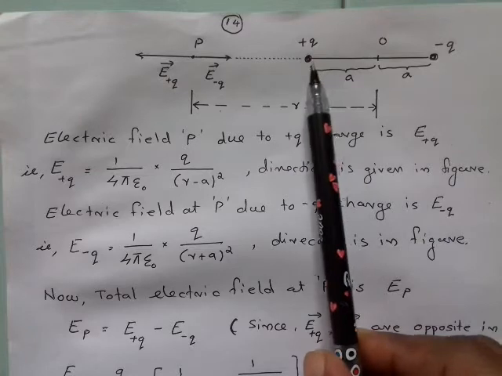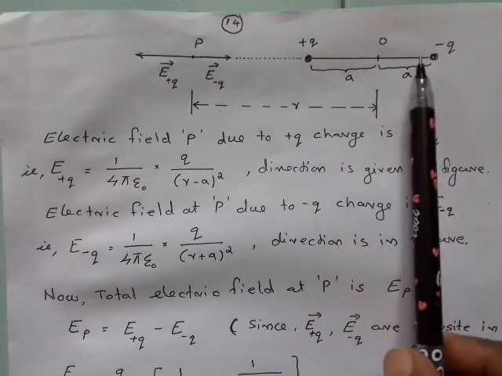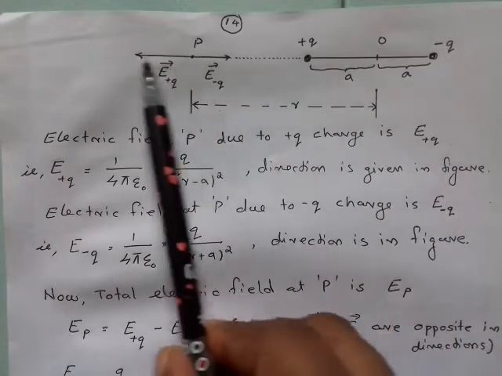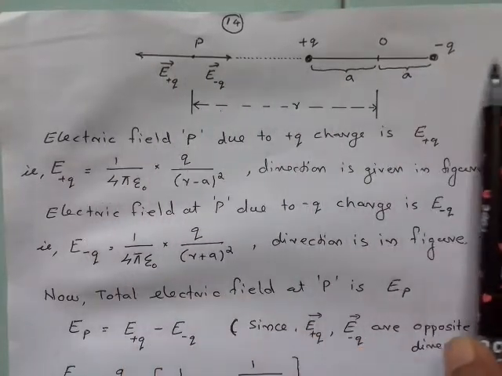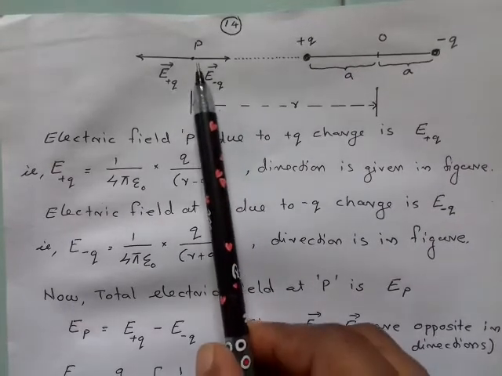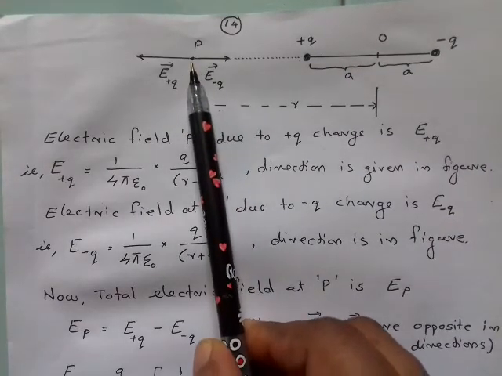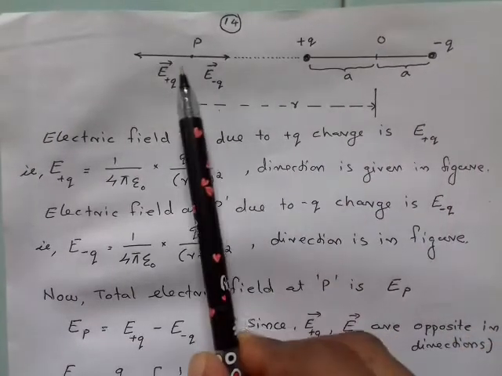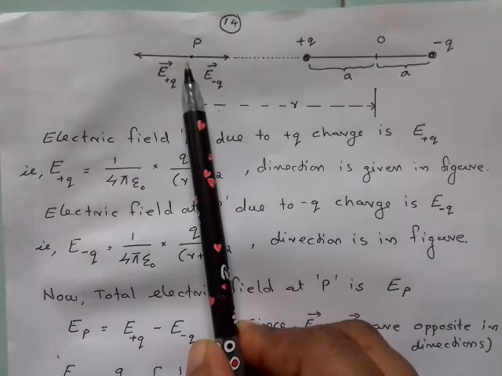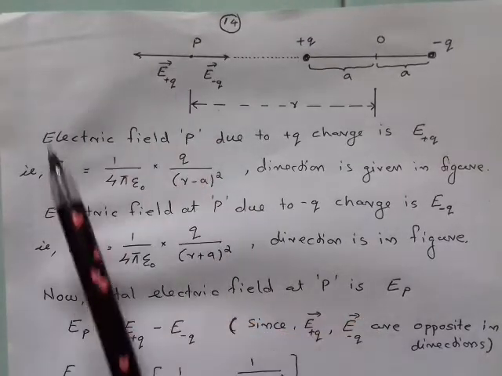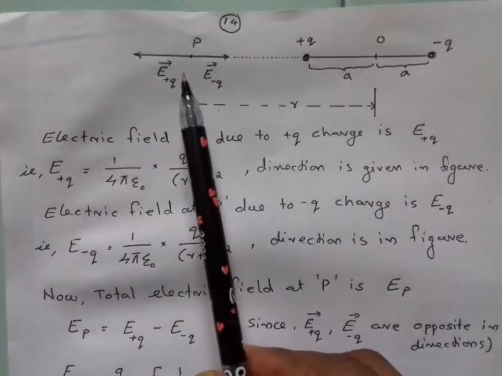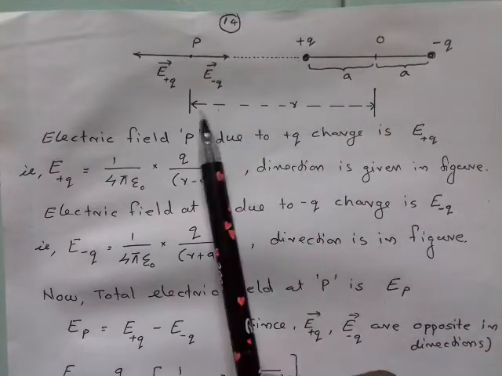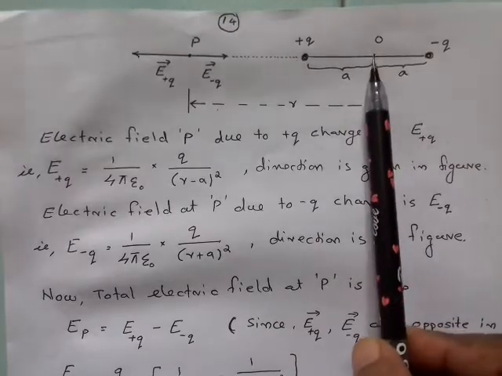This line is called axis of the dipole. So this axis can be extended in this direction and in this direction, and this line is called axial line. So this is a point P, a general point P on the axial line. It can be anywhere, here, anywhere it can be. So we consider this is a point P. Here we want to find out the electric field. So this point P is located at a distance r from the center of the dipole.